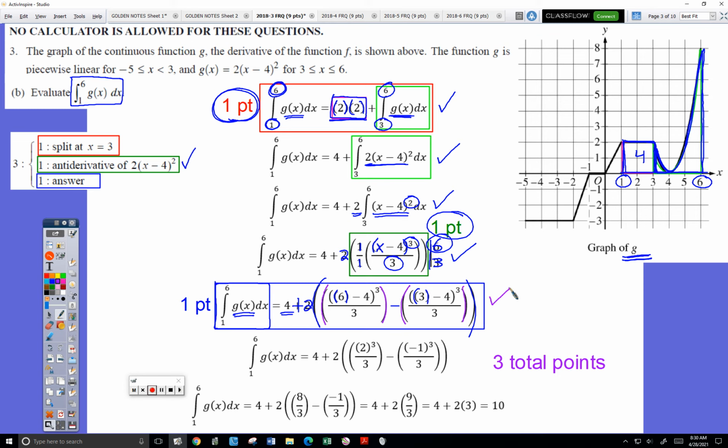There really is no reason whatsoever to keep going. All you do is risk losing points. It does turn out to equal 10, but there's no reason to go find that. 3 total points for part 3b.